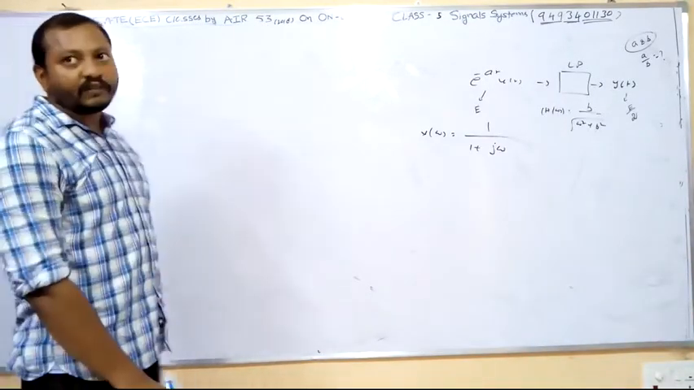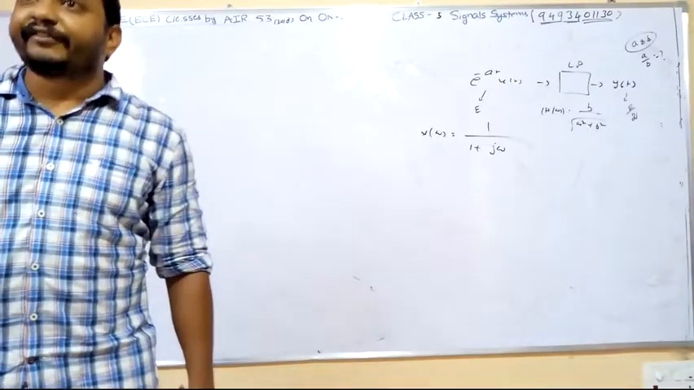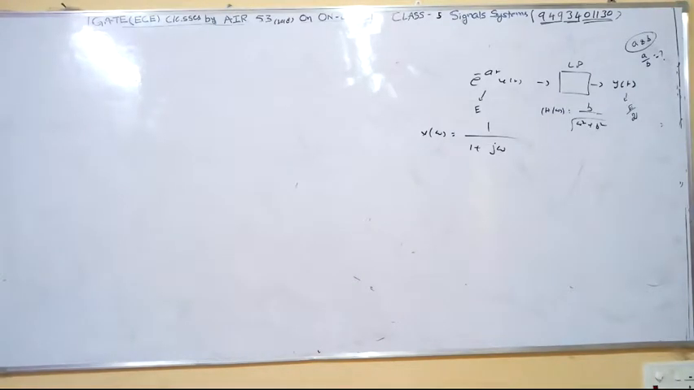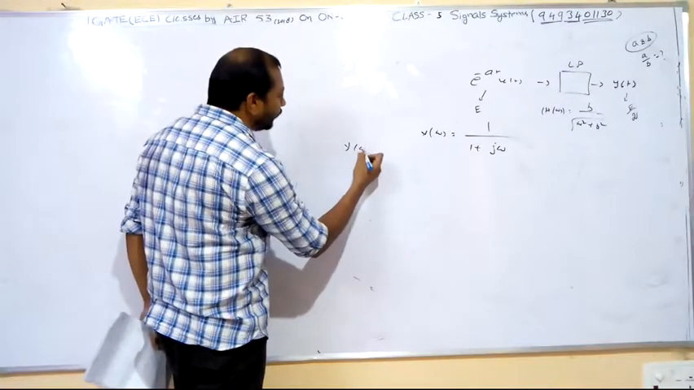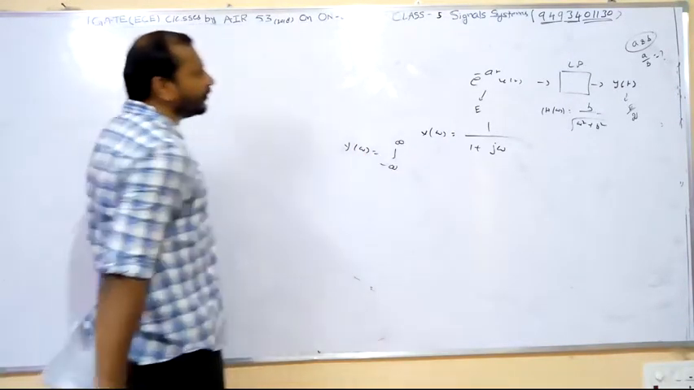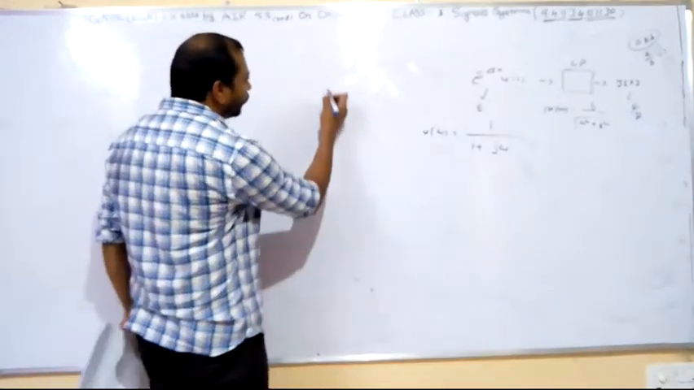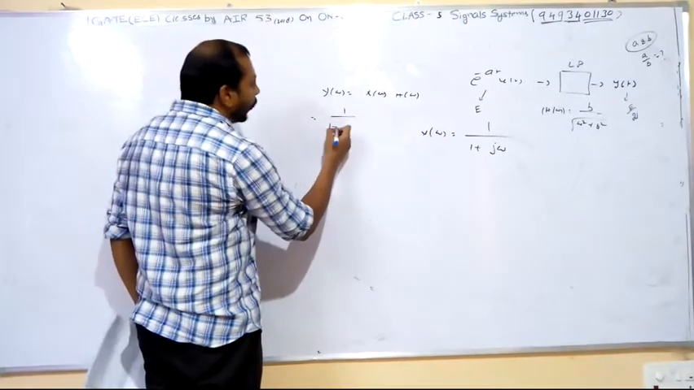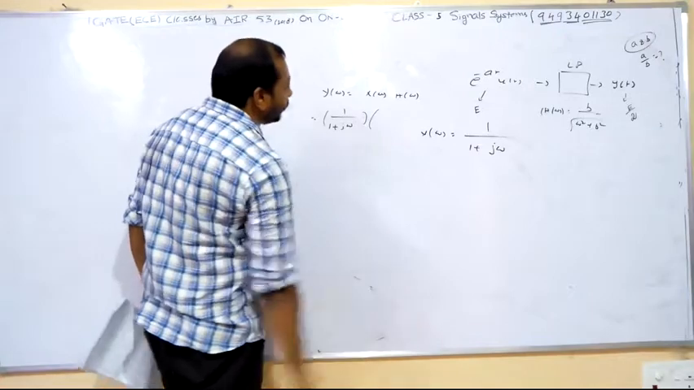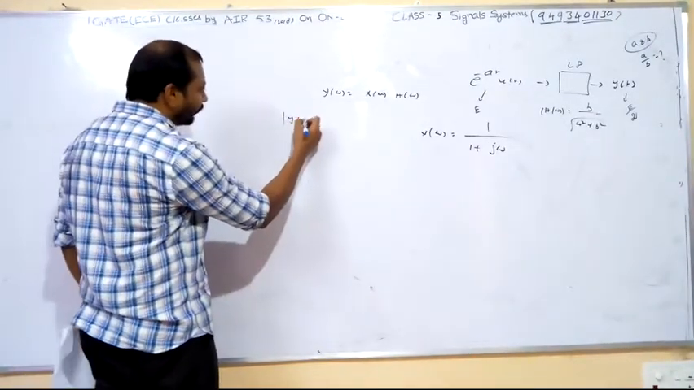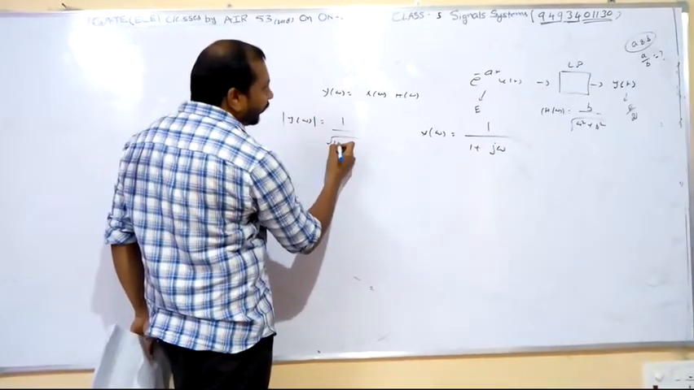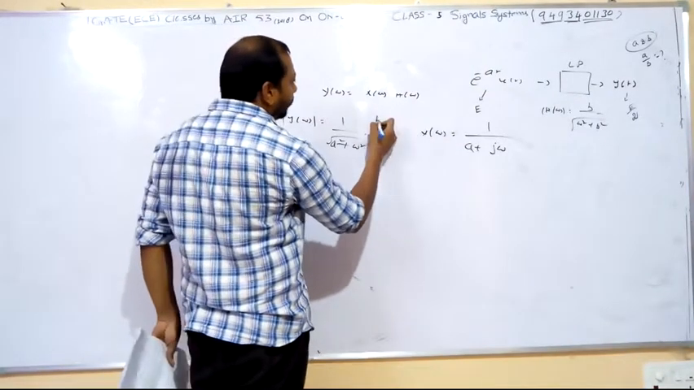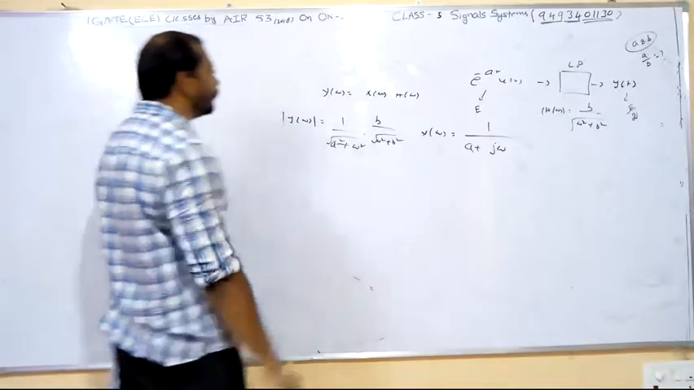They did not mention the cutoff frequency or anything like that. They have some low pass filter whose frequency characteristics they have given, so you have to consider the frequencies from minus infinity to infinity. Then Y of omega is simply X of omega into H of omega. X of omega is 1 by a plus j omega, and the magnitude of H of omega they have given. So the magnitude of Y of omega is 1 by the square root of a square plus omega square, into B divided by the square root of omega square plus B square. This is your Y of omega.